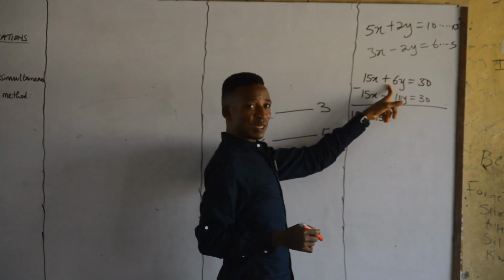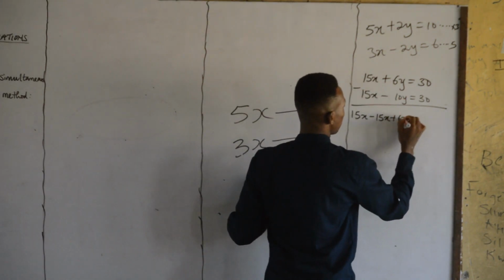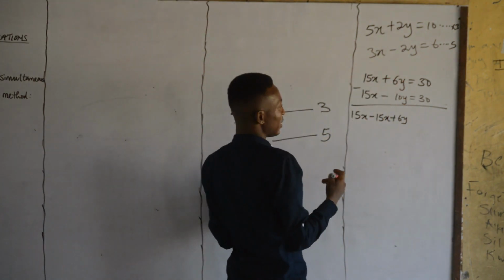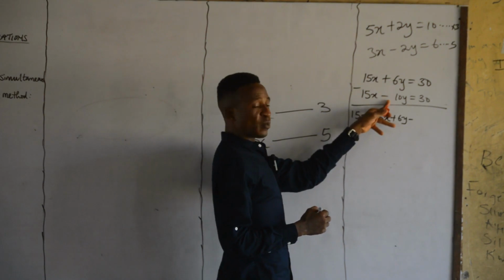Now go back to equation 1 for you to subtract the y. Here we have plus 6y. That's the plus 6y that I'm having here. Now here we have minus. I'm putting the minus. And here in front of this 10y, we have minus again.